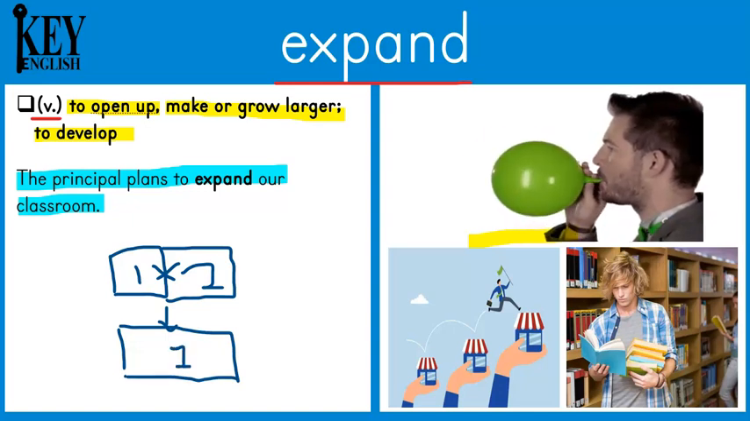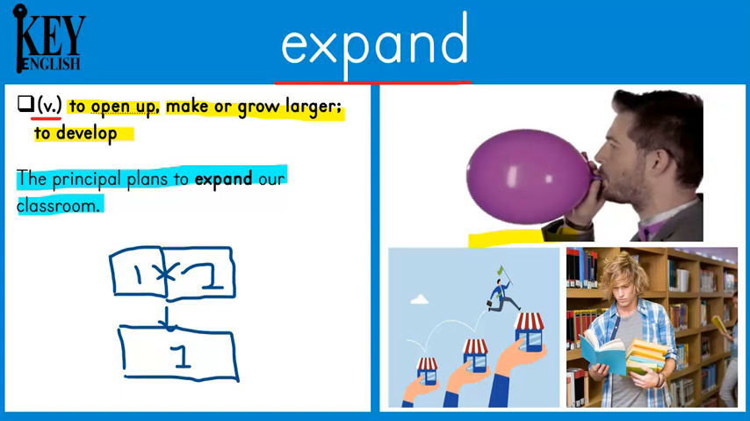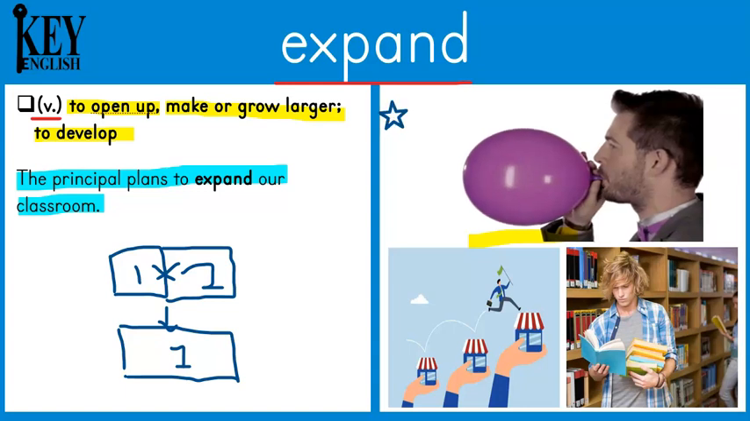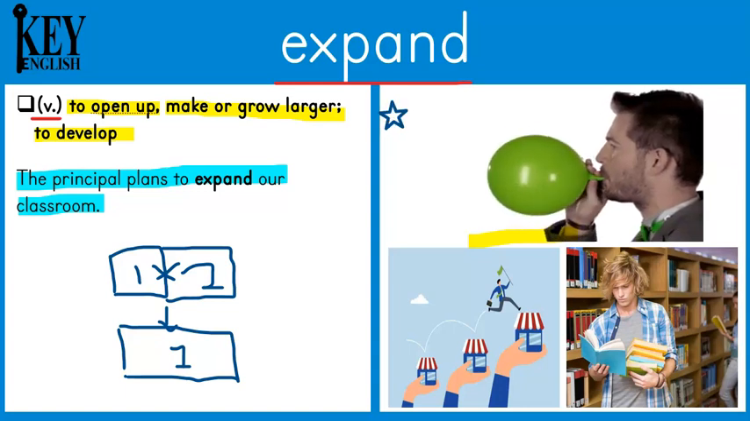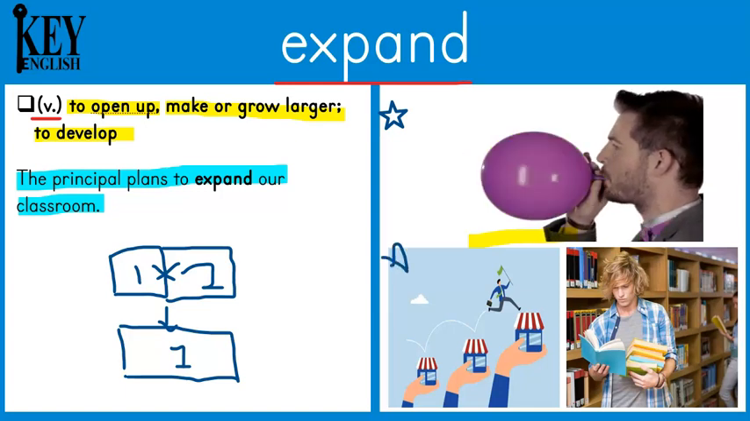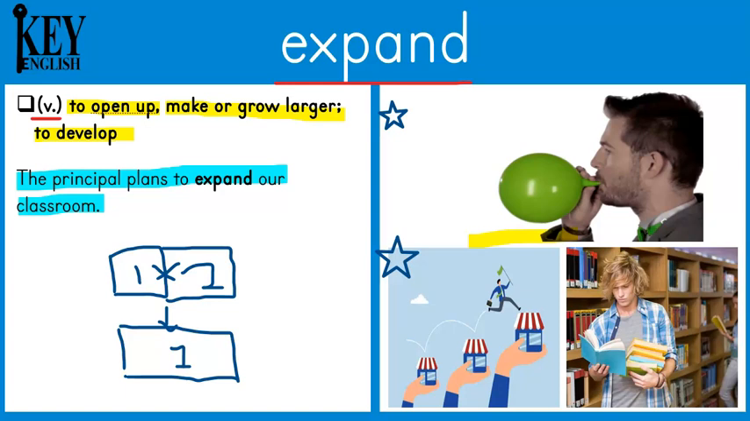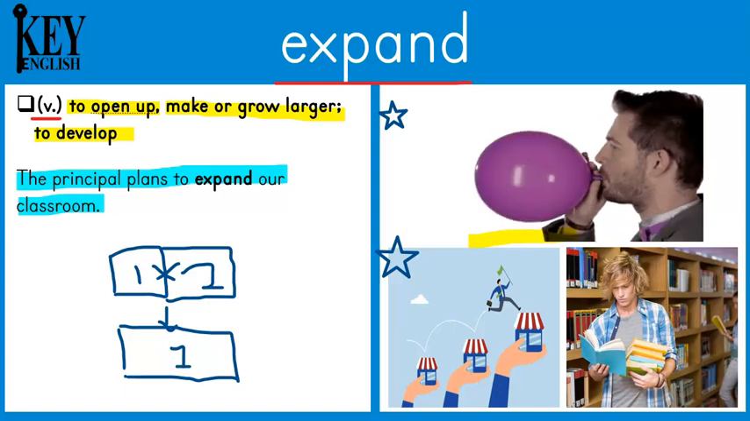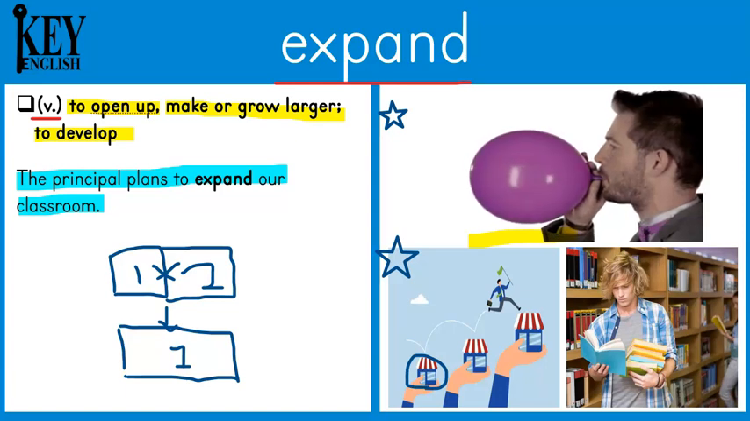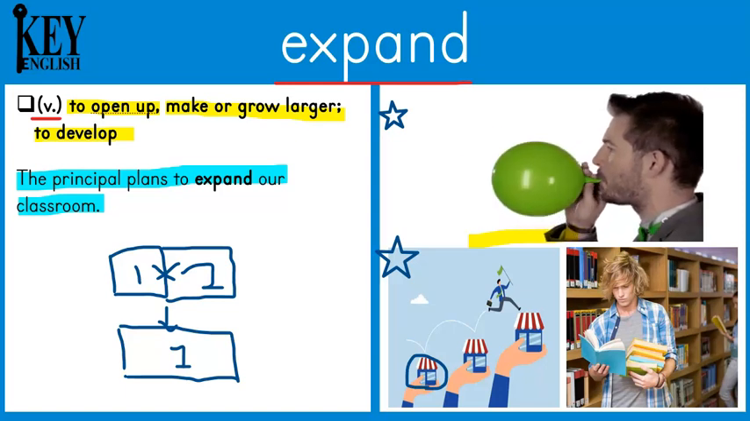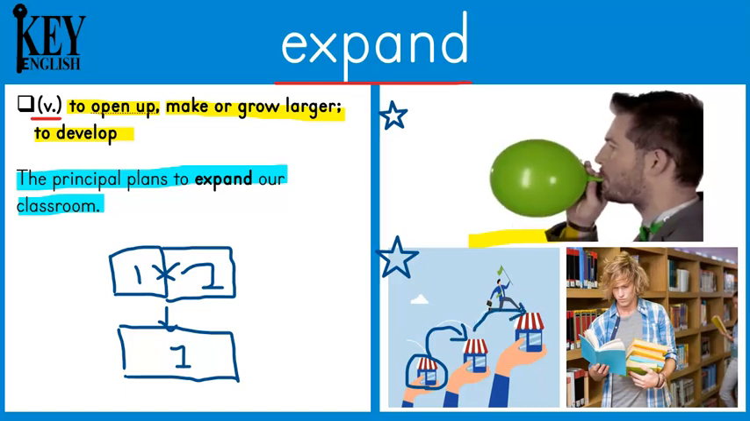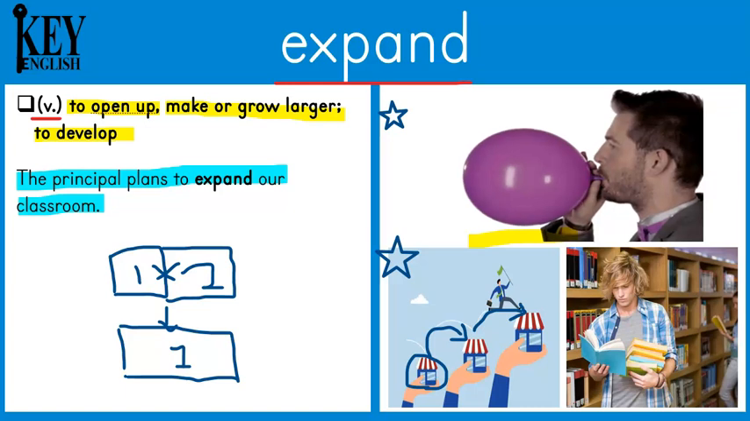So she expanded the classroom. She made it bigger. I could also make a sentence like, balloons expand when you blow air into them. They get bigger. Or the company wants to expand and open more stores. So it doesn't mean that one specific store is getting bigger, but by expanding the company, maybe you are opening more than one store. That also means the company is getting bigger.